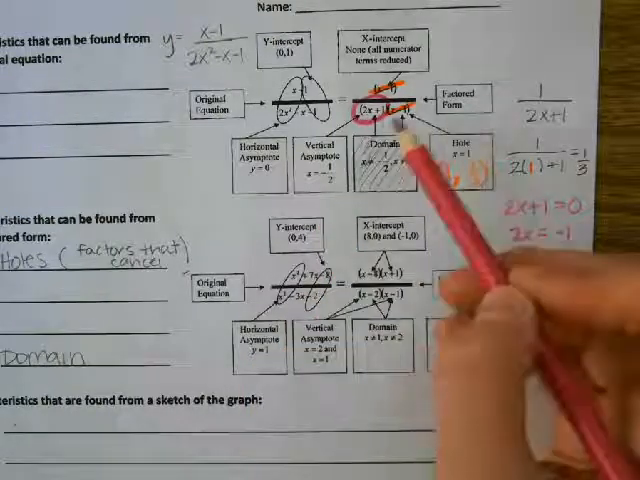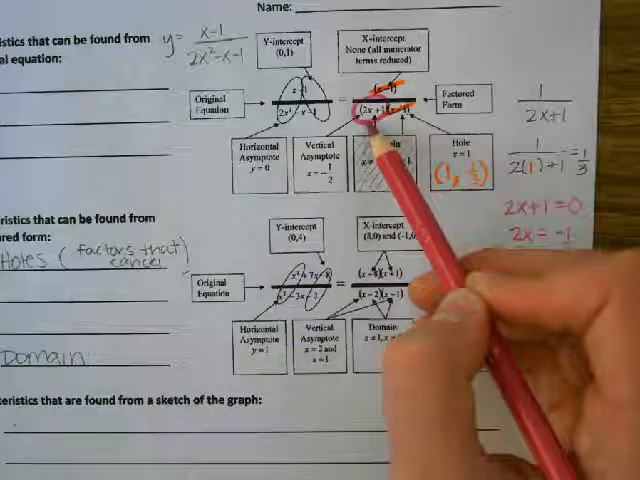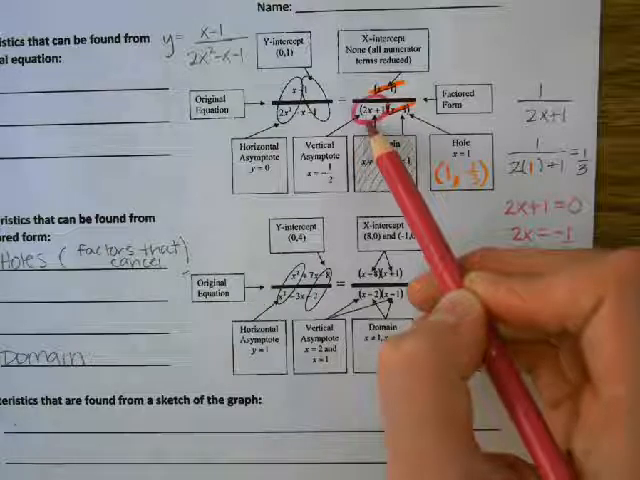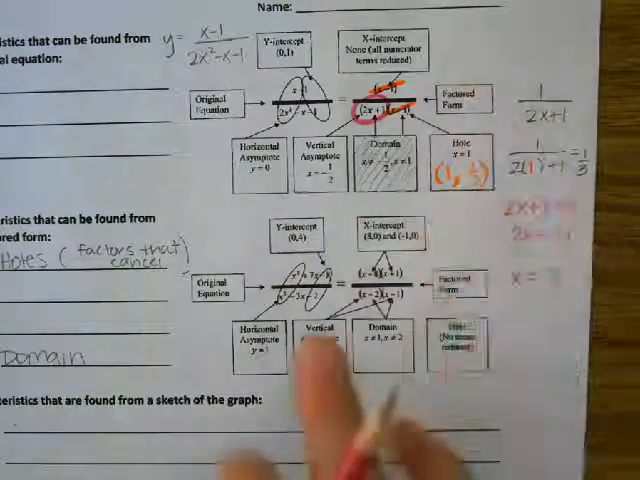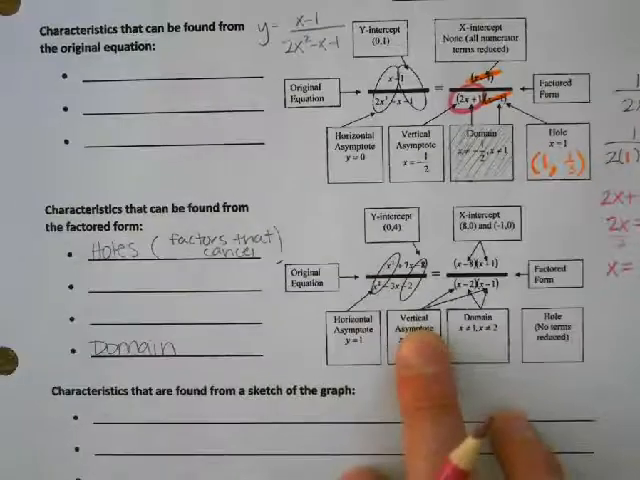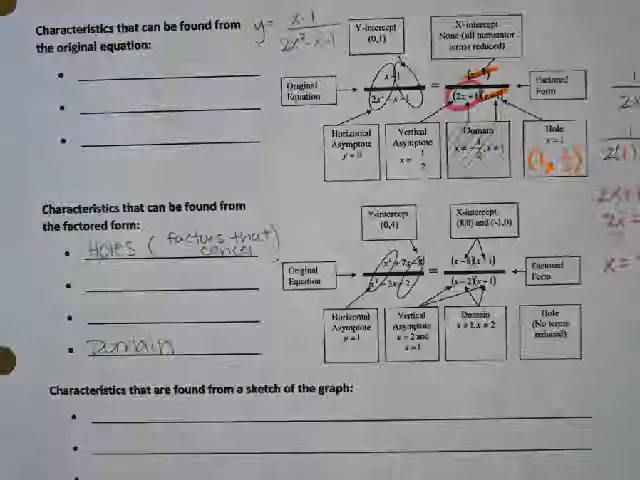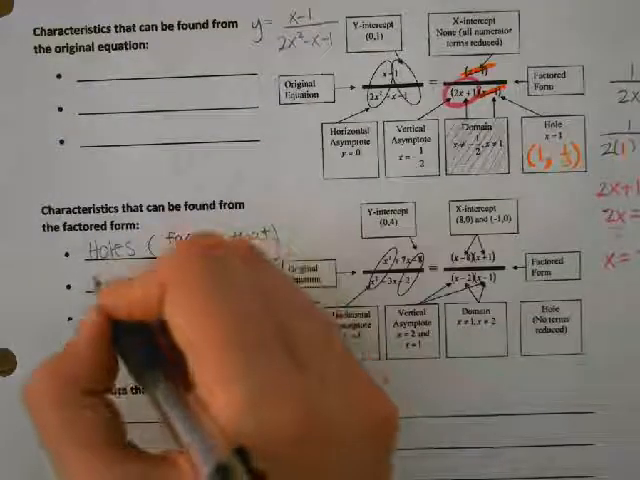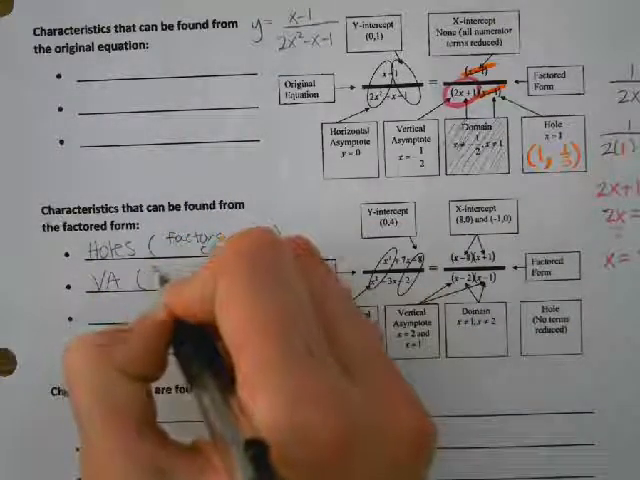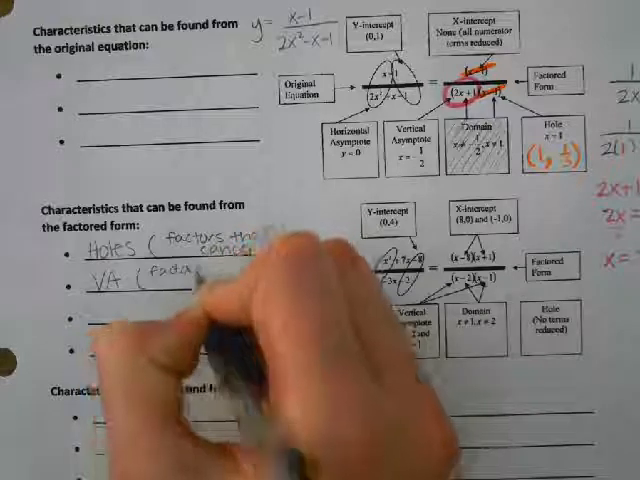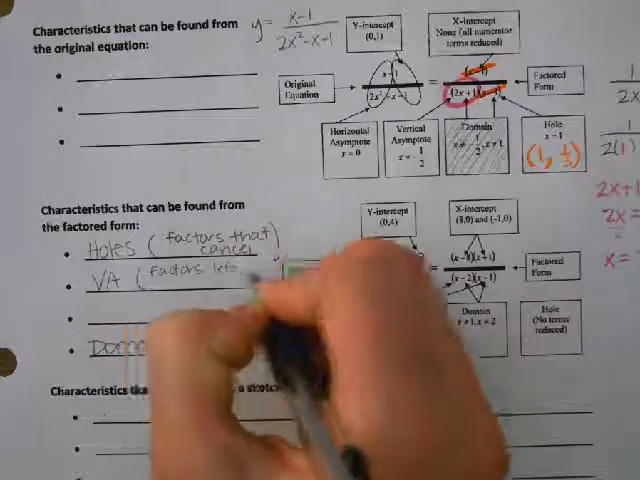So you take whatever factor is left over on the bottom, and the factors left over on the bottom become the vertical asymptotes. Okay? So over here on our notes, we're going to add that one of the things you can find from factored form is the vertical asymptote. And those are factors left on the bottom.